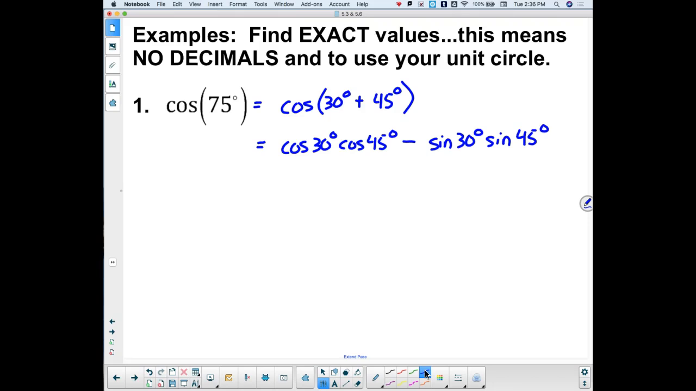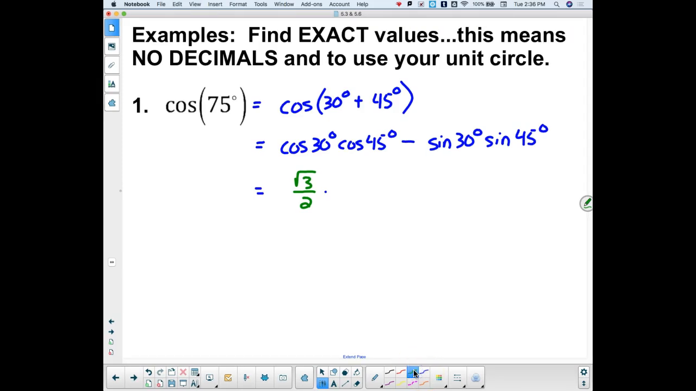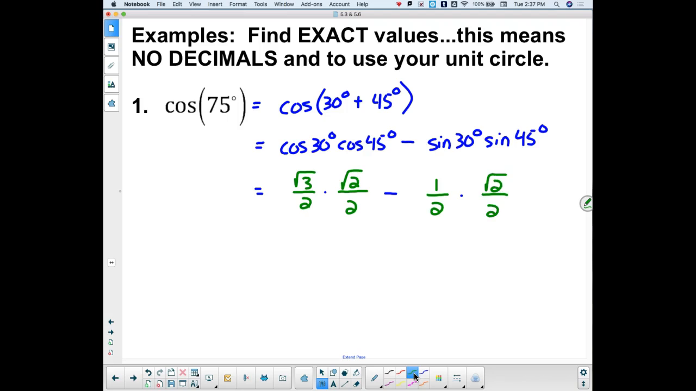What is the cosine of 30 degrees? Root 3 over 2. What is the cosine of 45 degrees? Root 2 over 2. At this point in time, we should all be yelling these out because we should have these fairly close to memorized by now. Sine of 30 degrees: 1/2. Sine of 45 degrees: root 2 over 2. Mathematically speaking, can I do anything with those two pairs of fractions?